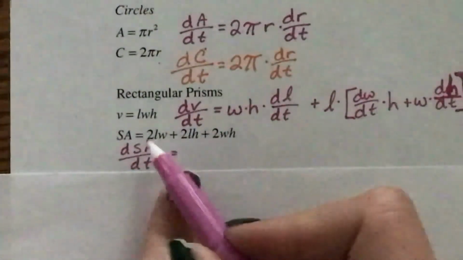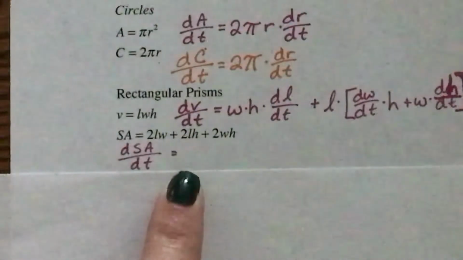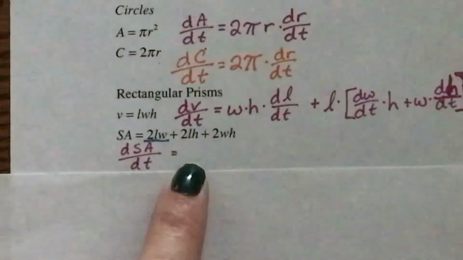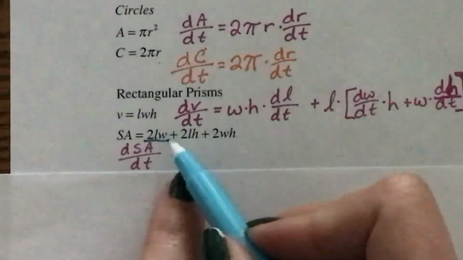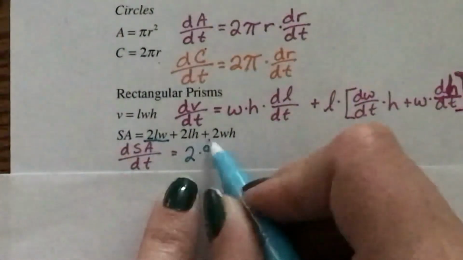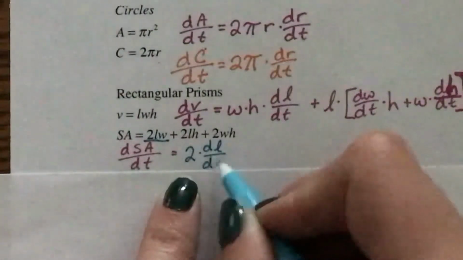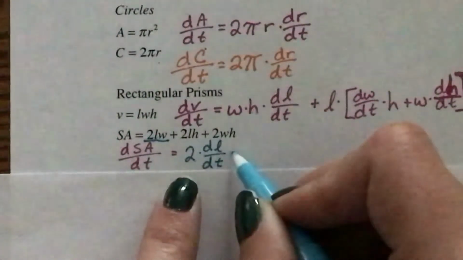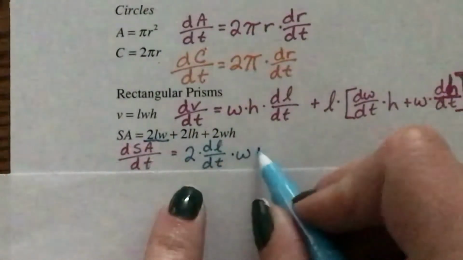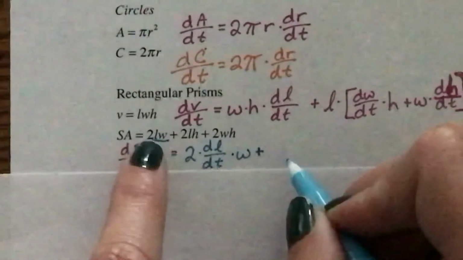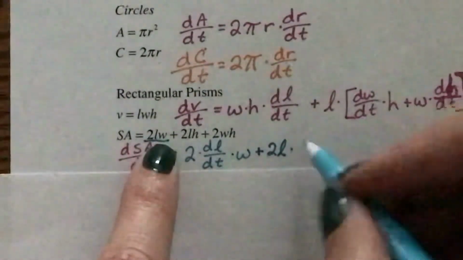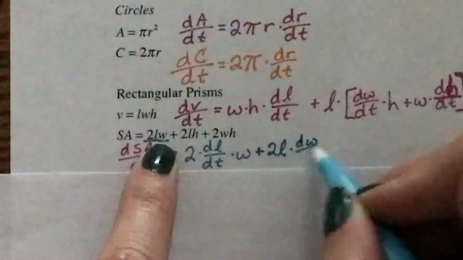Okay, product rule for this first one. I'll do blue for this first one, and then I'll switch colors for each separate term. So 2L times W. The derivative of 2L is going to be 2 times dL dt times, and then we keep the W, plus 2L is our first function, times, and then the derivative of W, dW dt.